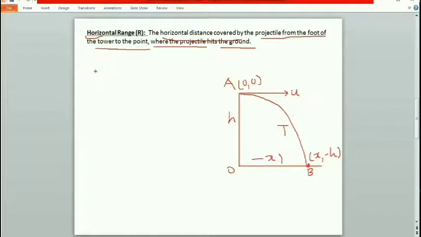We will use, in this, first of all, the definition. Projectile distance: the horizontal distance covered by the projectile from the foot of the tower. Foot of the tower means O point, to the point where the projectile hit the ground. Projectile ने hit कहाँ किया ground को? B point पर. So this horizontal distance is called horizontal range.